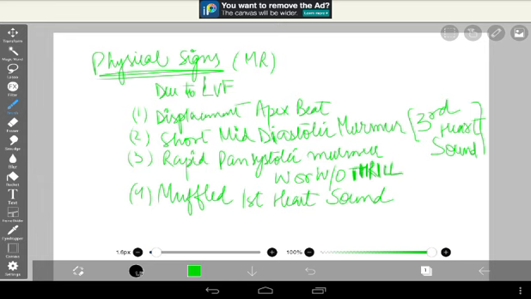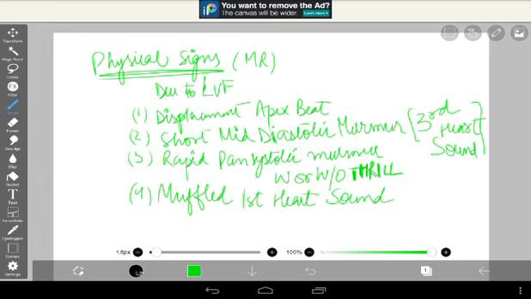Second, there is rapid ventricular filling. Due to that rapid ventricular filling, there will be a short mid diastolic murmur. We're going to find a murmur which comes in the mid of the diastole and which is short. It is also called a third heart sound. So due to that rapid ventricular filling, there will be a third heart sound production which comes in the mid of the diastole. It's short, that's why it's called a short mid diastolic murmur.